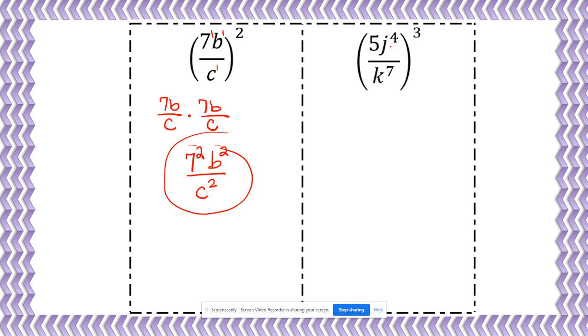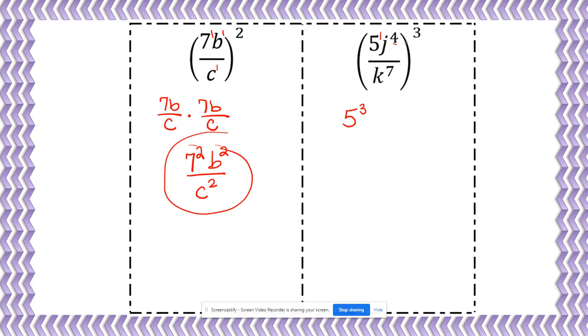For this one, I have 5j to the 4th over k to the 7th. I'm going to multiply all of my exponents by this third. So I remember that 5 has an invisible exponent of 1. So I would do 1 times 3, and that gives me 5 to the 3rd power. Then I have j to the 4th to the 3rd.